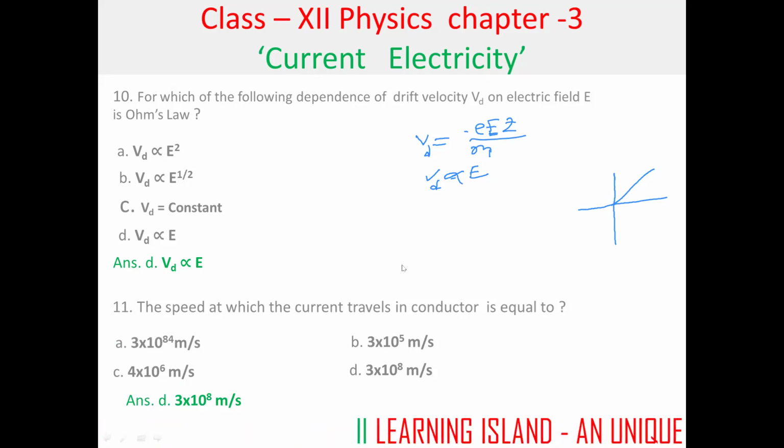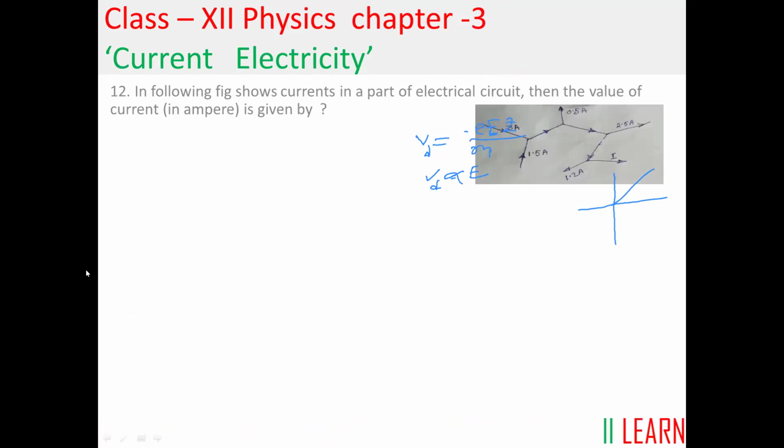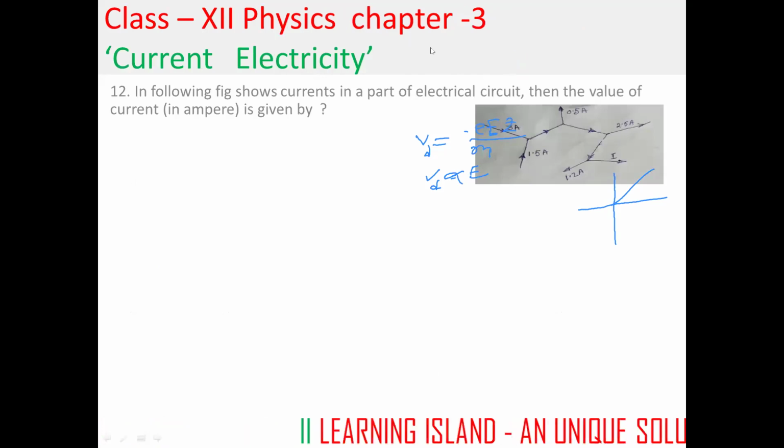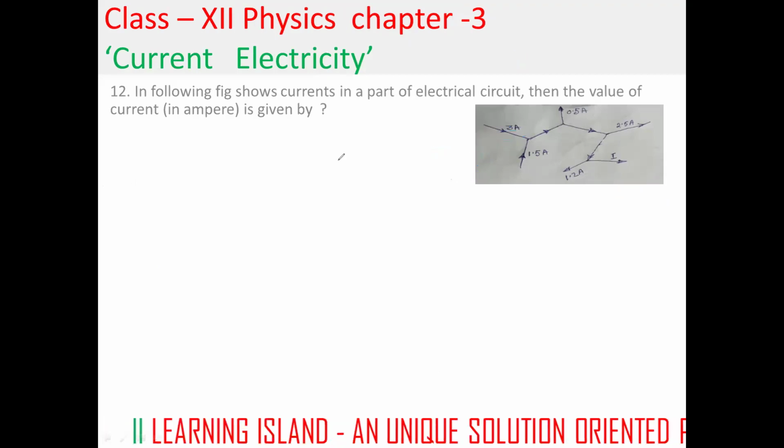I am going forward. Now let us first delete the previous drawing. Okay. Now the question is, the following figure shows current in a part of electrical circuit, then the value of the current in ampere is given by. See, here is Kirchhoff's current law, the junction law. Here it is a junction. I am showing you that is a junction, that is a junction, it is a junction.